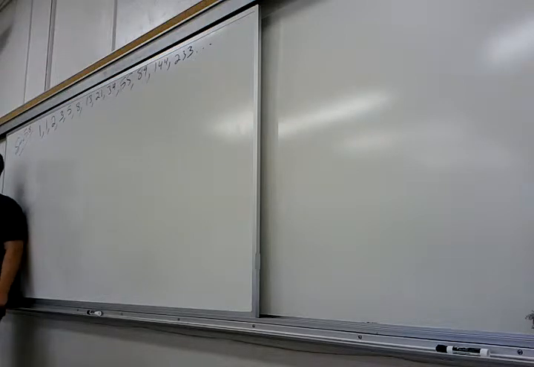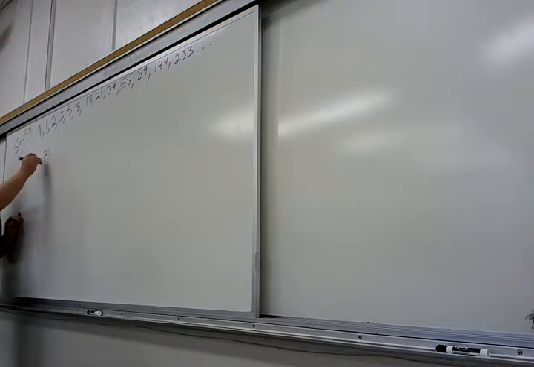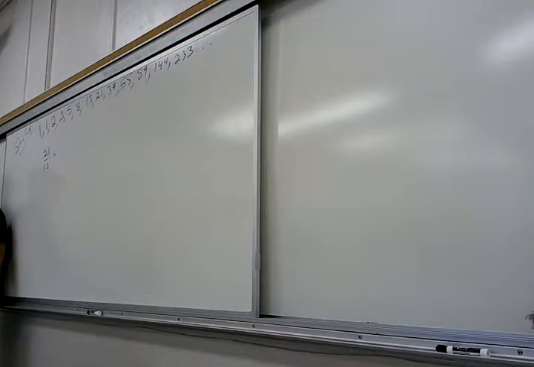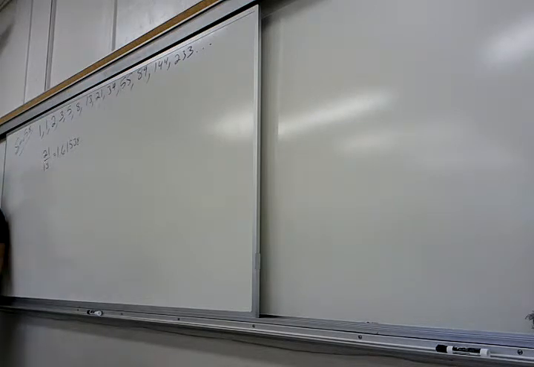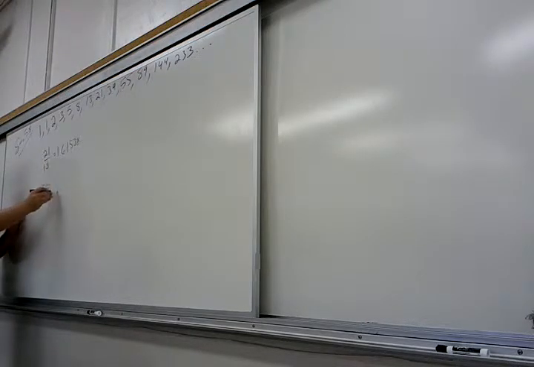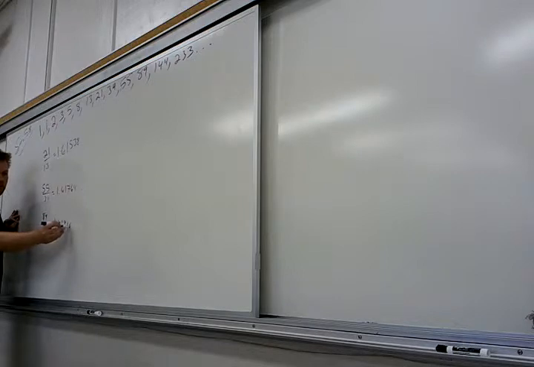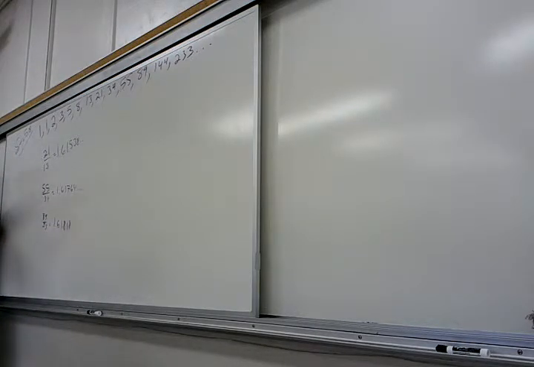So do me a favor, take a second and put in your calculator: what is 21 divided by 13? 1.61538, blah, blah, blah, right? All right, what is 55 divided by 34? 1.61764, blah, blah, blah. What's 89 divided by 55? 1.61818181818181. All right, so forth. And if you keep going in the sequence, it's going to approach the same number always. It will always be that ratio.